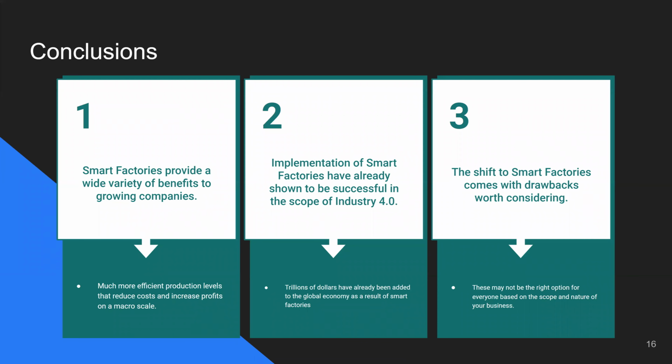Despite that, though, we believe that smart factories for large manufacturing companies are still a positive in the long run. They provide a wide variety of benefits to growing companies that produce much more efficient production and to reduce costs and increase profits on a macro scale. Implementation of smart factories has already shown to be successful through examples such as BMW, as trillions of dollars have already been added to the global market as a result. However, any company that is looking to make these changes has to keep in mind the drawbacks of doing so. These smart factories are not necessarily the right option for everyone based on the scope and nature of their businesses.